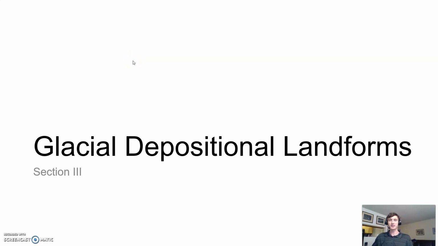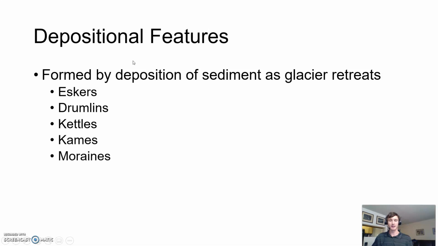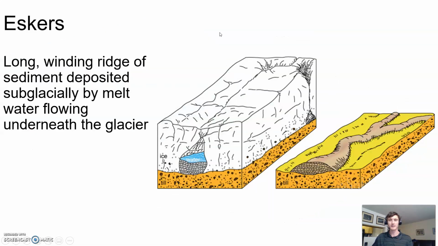This is going to be our final section here, talking about things which the glacier deposits. We're talking about deposition of sediment as the glacier retreats. That is our setting here. This includes eskers, drumlins, kettles, kames, and moraines. So this diagram here, if you have to reference anything, studying for a test, you might remember where this is and go back and look, because this has all the terms on it in one page.